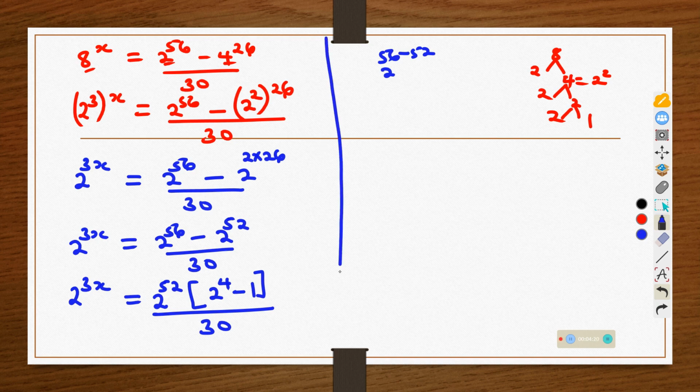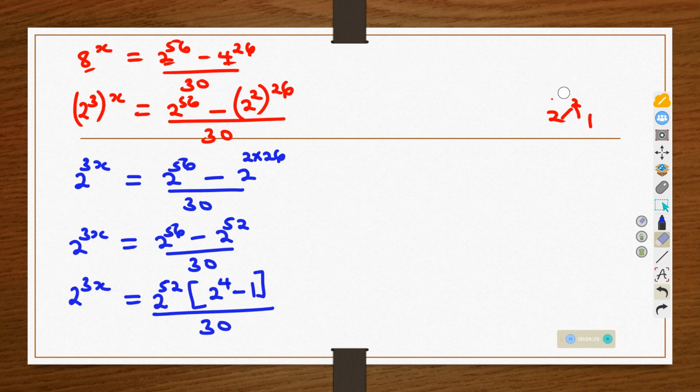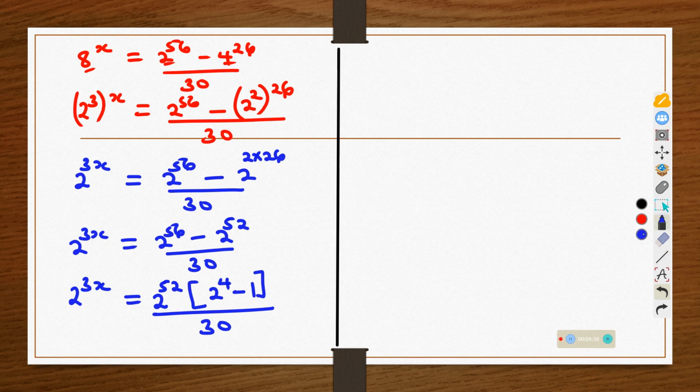From this given point, we shall now try to simplify this further. Doing that, we shall have 2 to the power of 3x is equal to 2 to the power 52, then times 2 to the power 4 is 16. That is 2 times 2 times 2 times 2, which is 16. So 16 minus 1 is 15. So this is times 15 divided by 30.